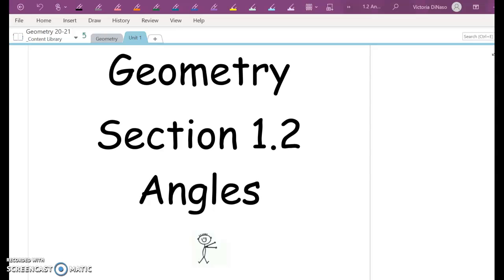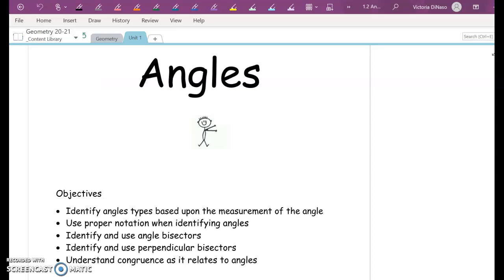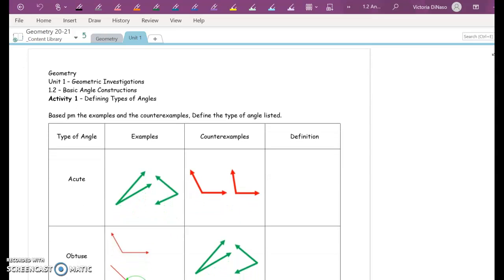In geometry section 1.2 angles, we are going to be identifying types of angles based upon the measure of the angles. We're going to use proper notation to identify angles. We're going to identify an angle bisector and a perpendicular bisector, and then understand congruency as it relates to angles. So to start with, we're going to go ahead and go through some definitions.